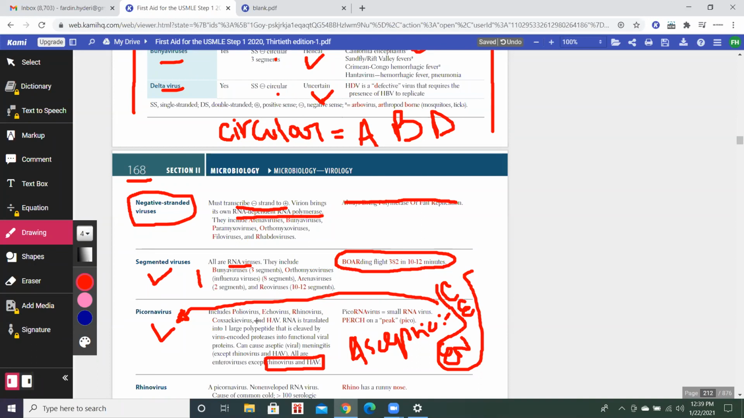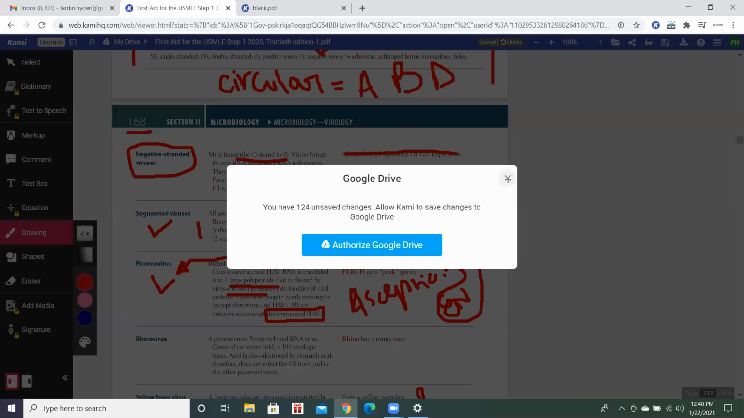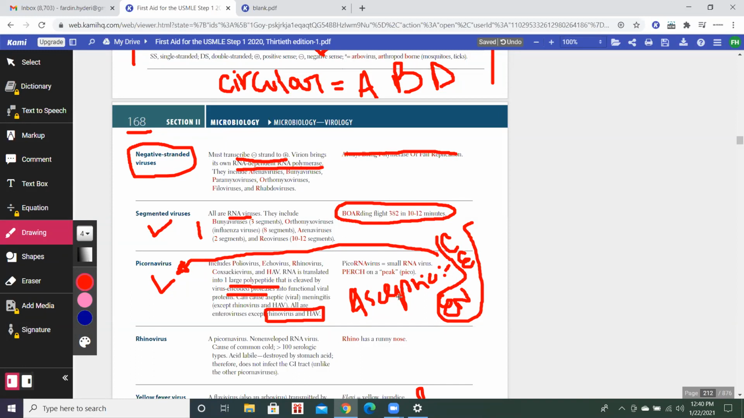Now, the RNA is translated into one large polypeptide that is cleaved by viral proteases into functional viral proteins. So there's one large protein chain that is broken down into smaller chains. And all of these viruses, except rhino and hepatitis A, are responsible for causing aseptic meningitis. Do not forget this. It's hepatitis A, not an enterovirus. All are enteroviruses except rhinoviruses and hepatitis A virus. Are we clear? It says over here, all are enteroviruses except rhinovirus and hepatitis A virus.